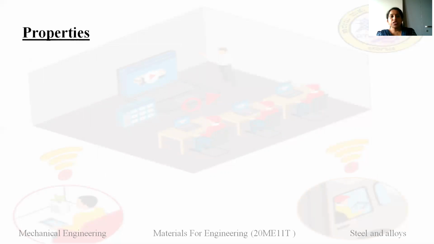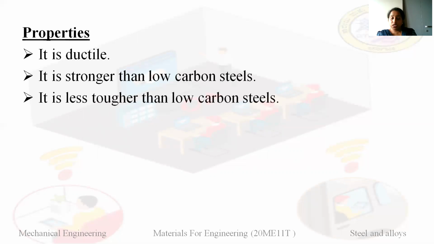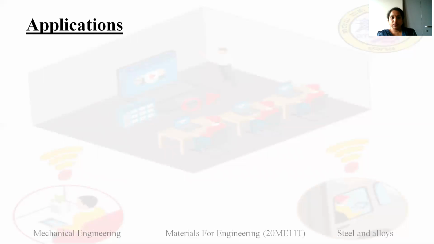Next, the properties of medium carbon steel. What are they? It is ductile. It is stronger than low carbon steel because of the increase in carbon content. As we have already discussed for low carbon steels, an increase in carbon content increases the hardness of a steel. Here the carbon content is increased compared to low carbon steel, and hence it is stronger. It is less tough than low carbon steel. It has good wear properties.